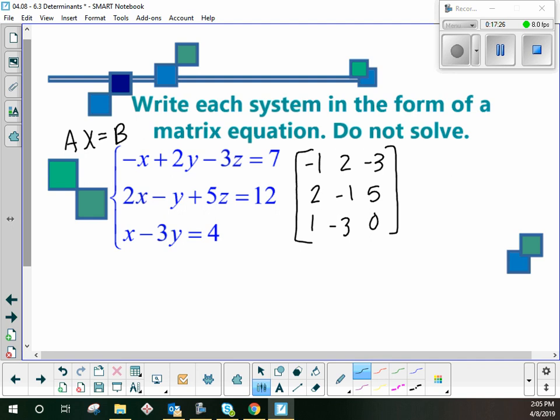Then we need a matrix X. That's a matrix made up of variables. What are the variables in my system? X, Y, Z. Why do you think they're going vertically like that? Why do you think I wrote them vertically? What did you just have a skill check on? Multiplying, right? And when you're multiplying matrices, and then let's go ahead and put our constants here, and then I'll talk about it.